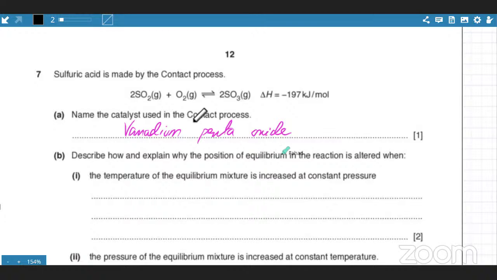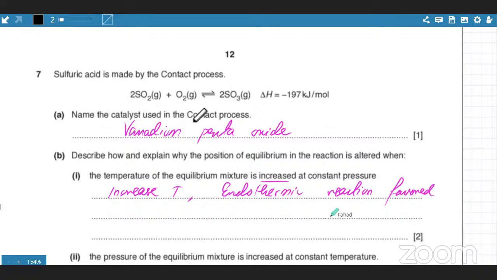Describe how and explain why the position of the equilibrium in the reaction is altered when the temperature of the reaction mixture is increased at constant pressure. So temperature is increased. If you increase temperature, Le Chatelier's principle states that the endothermic reaction is favored. Always the endothermic reaction is going to be favored.